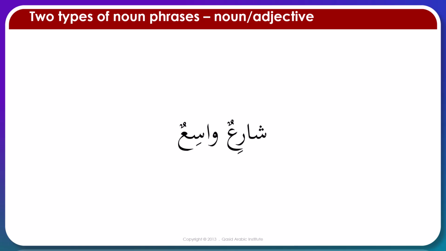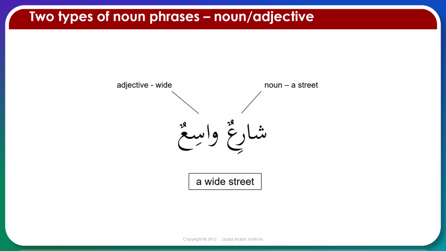So let's look at the noun adjective phrase. A noun adjective phrase is simple. It is a noun that is modified by an adjective. So here we have the phrase shari'un wasi'un. We can combine these two words into what we call a phrase, a meaning that is developed by adding two or more words together. Shari'un means street, wasi'un means wide. Shari' is a noun, wasi' is an adjective. Shari'un wasi'un means a wide street.